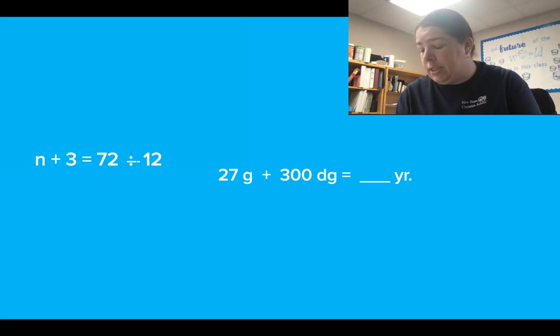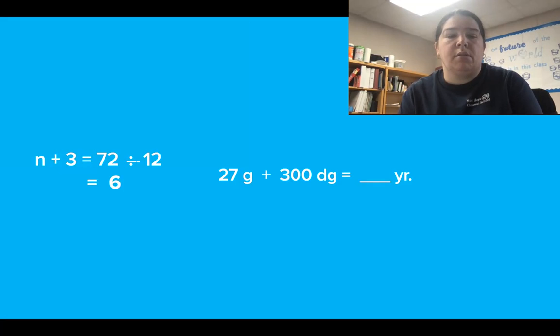We're on page 263, lesson 146. N plus 3 equals 72 divided by 12. So again, you're going to do the other side that does not have the letter. 72 divided by 12 equals 6. And rewrite n plus 3. And the opposite of plus 3 is minus 3.